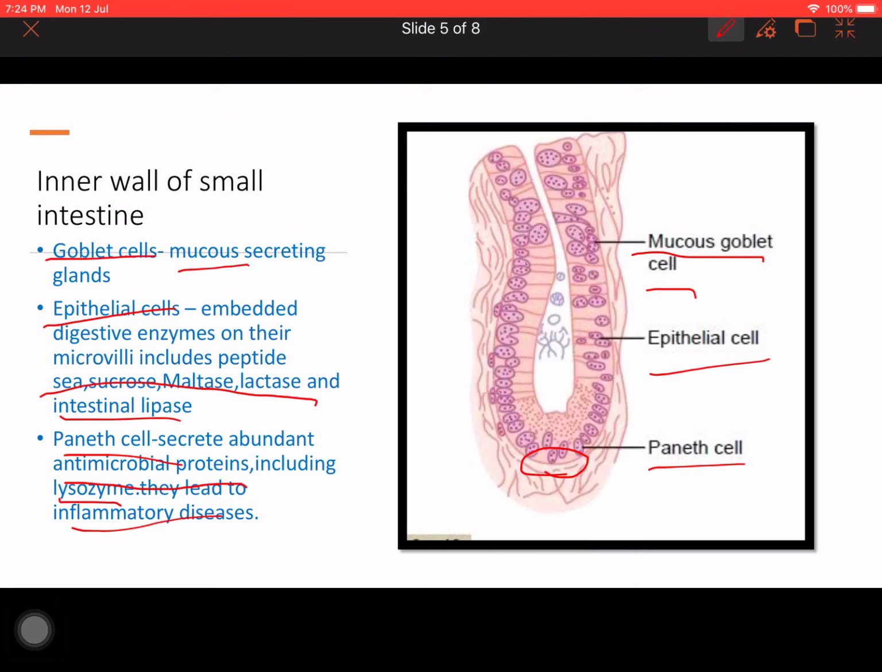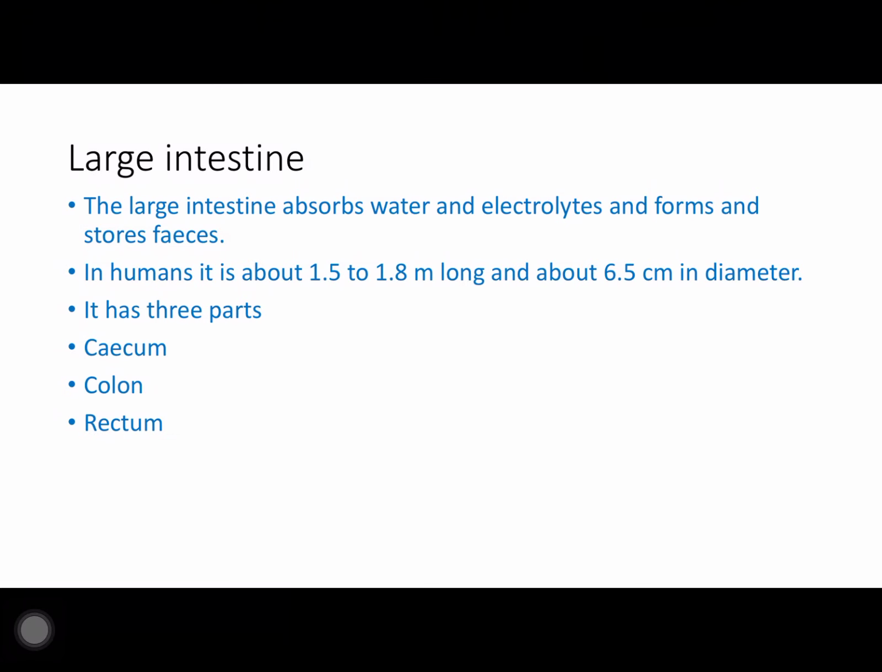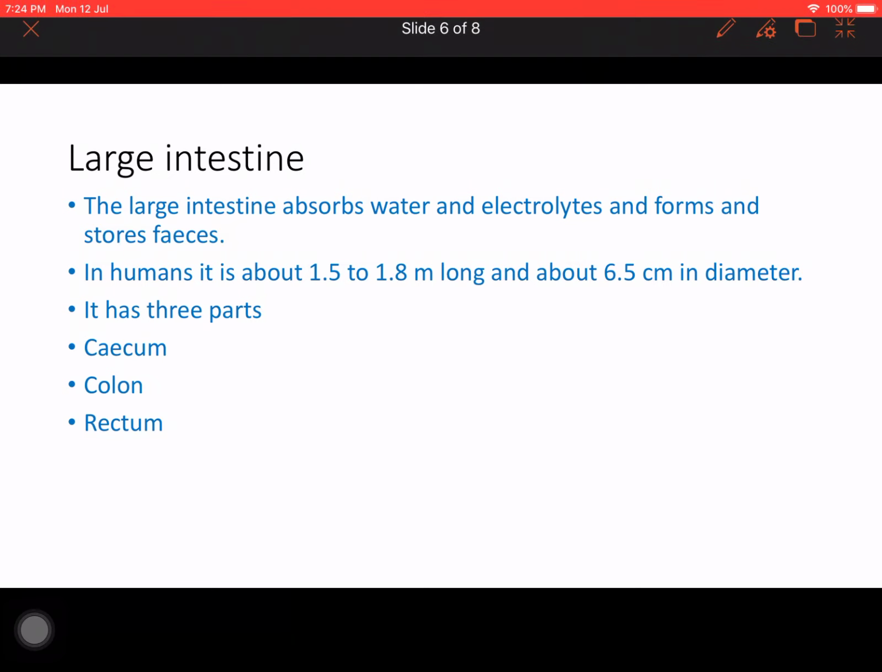Now next we will move on to the large intestine. Now here comes the large intestine. What is it doing? The large intestine is absorbing water. It is absorbing electrolytes and forms and stores feces. So what is this feces? That is the stool. Now in humans it is about 1.5 to 1.8 meters long and about 6.5 centimeters in diameter. So is it okay?